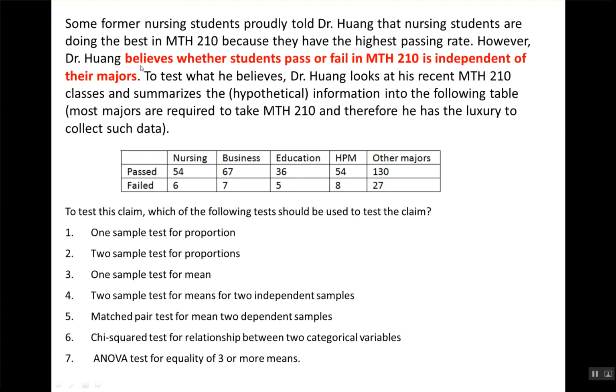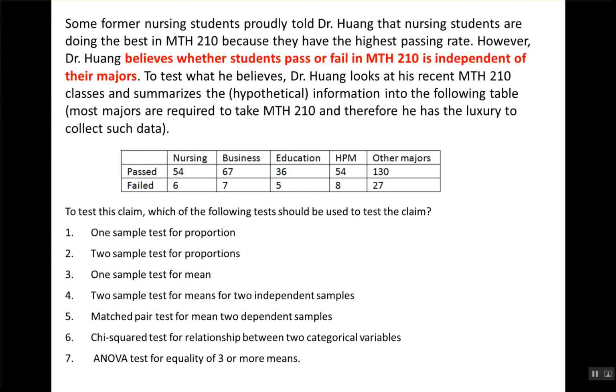Let's continue. Some former nursing students proudly told Dr. Huang that nursing students are doing the best in Math 210 because they have the highest passing rate. Now, however, Dr. Huang believes that whether students pass or fail in Math 210 is actually independent of their majors.